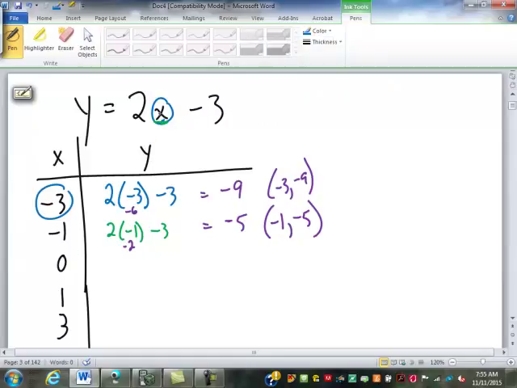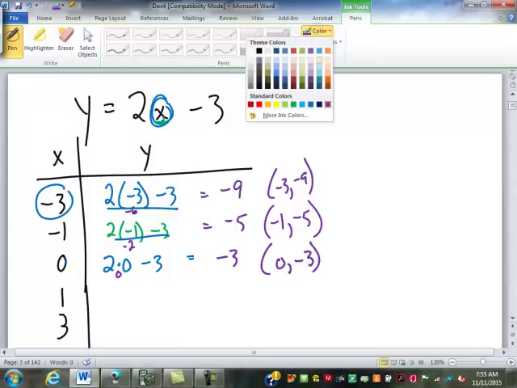If x is 0, we put 0 in where the x is. Does everybody see where we're getting this phrase here? We're just taking this equation and replacing x with this number. So what's this going to become? 2 times 0 minus 3. Well, 2 times 0 is 0, minus 3 is -3. So we get the ordered pair 0, comma, -3. Very good.